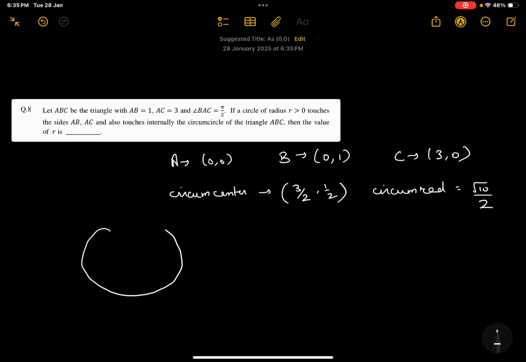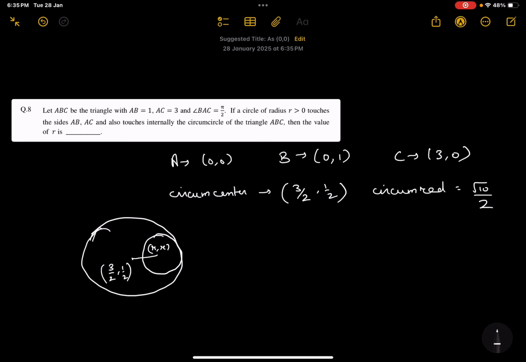So now we have the circumcenter, the circle centered at 3 by 2, 1 by 2, and this circle with radius r which touches it internally. So the condition for that is the distance between the centers. Also the center of this circle would be r comma r, because it touches both x-axis and y-axis in this coordinate system, and it's in the first quadrant.